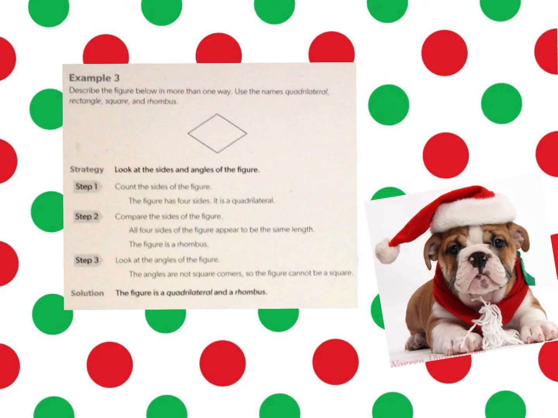Today we're going to practice and focus more so on quadrilaterals. So it says to describe the figure below in more than one way, use the names quadrilateral, rectangle, square, and rhombus. So first we have to count the sides of the figure. The figure has 4 sides: 1, 2, 3, and 4. And so we know that it's a quadrilateral, okay?